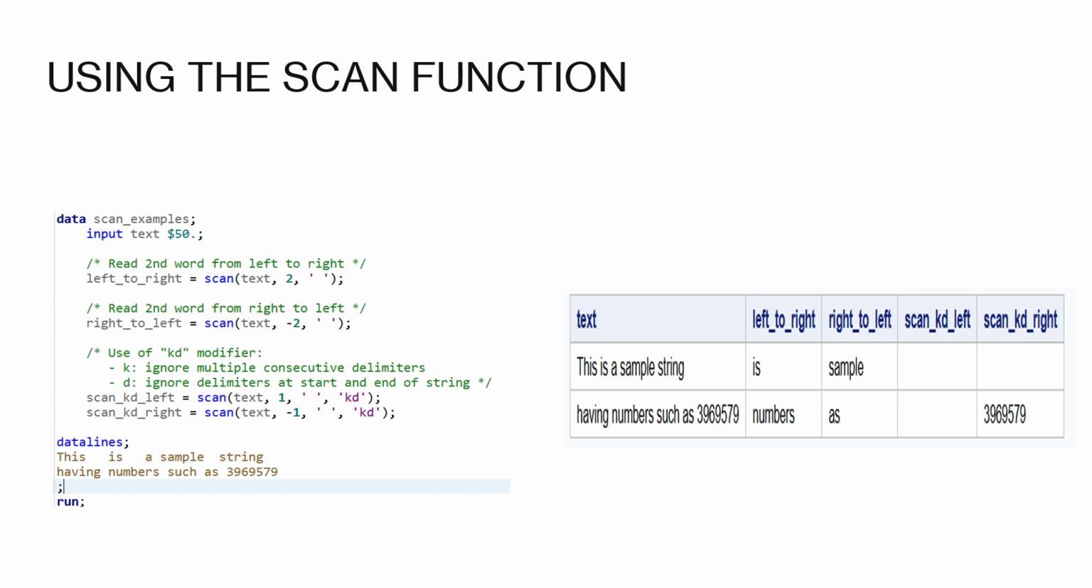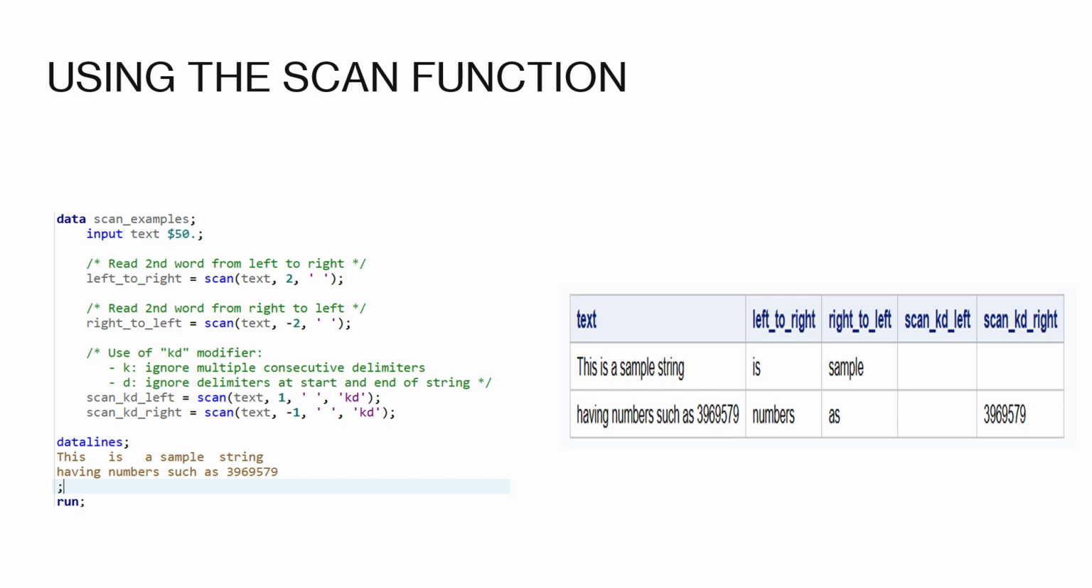If you see here, since the first text string in the data set, passed using the datalines statement, has no digits, both the variables scan_kd_left and scan_kd_right are kept as missing. Whereas in the second value for the text variable having a numeric value, when we are reading the text from left to right and we want to keep only the digits, we are only checking for the first occurrence of space.